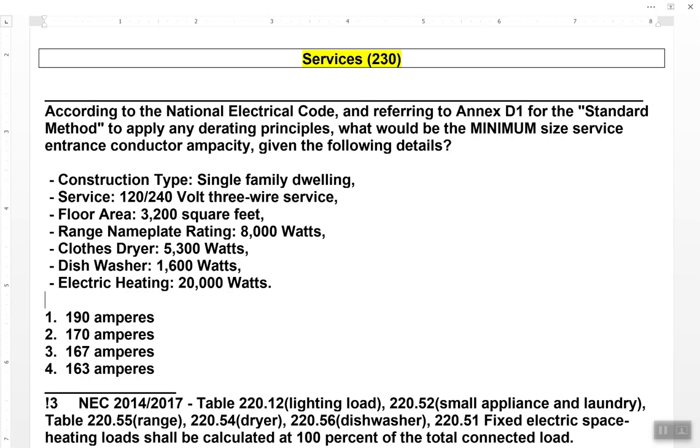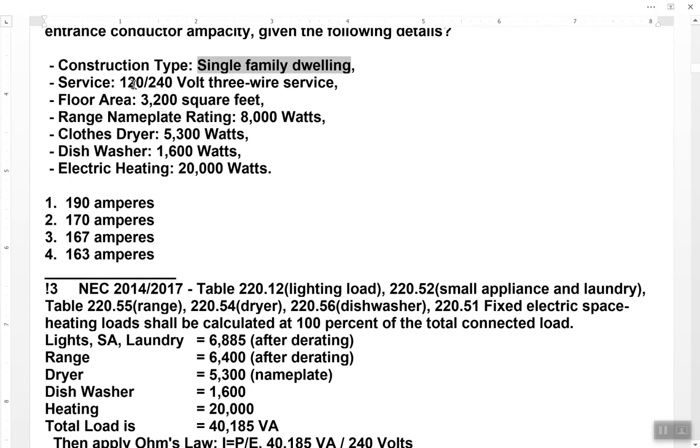Oh boy, it's a single family dwelling, and here's all this stuff, right? The first thing I look down, okay, it's a dwelling, that's great. I know what the numbers are for that and what tables I need. I can see it's a 3-wire service, right, single phase. And then this is the first detail that's important. 3,200 square feet, okay? 3,200 square feet.